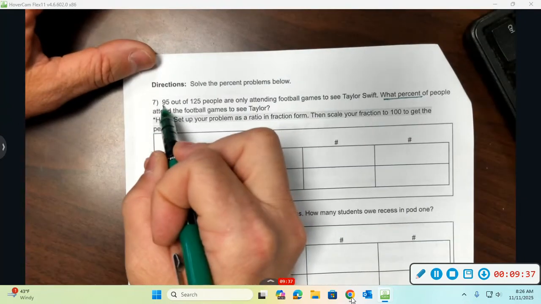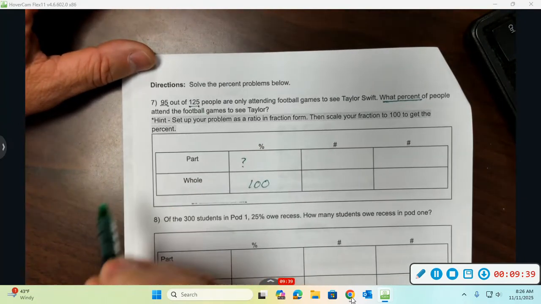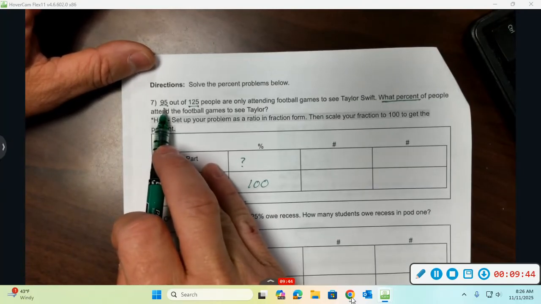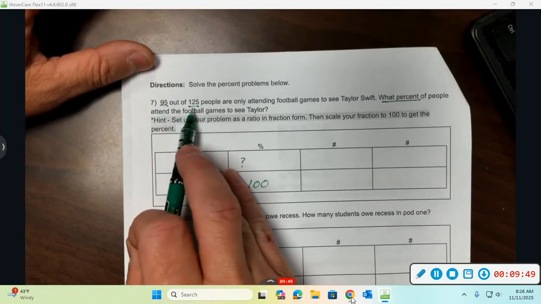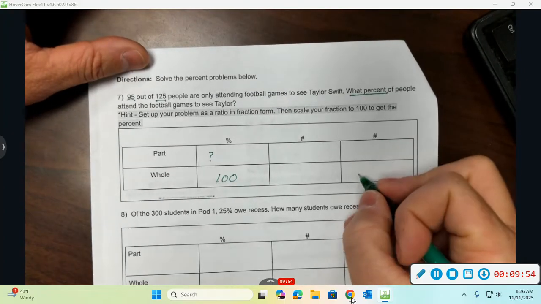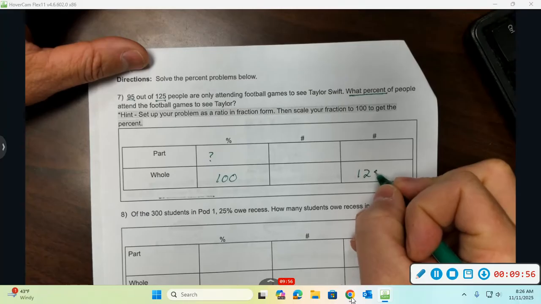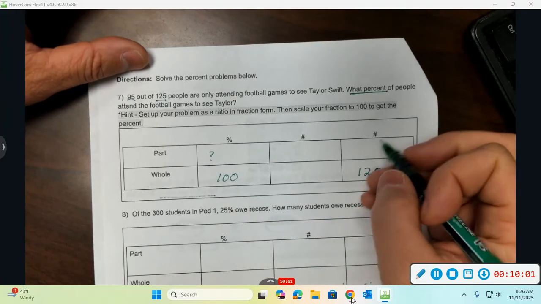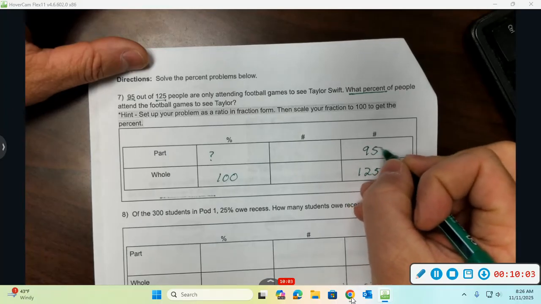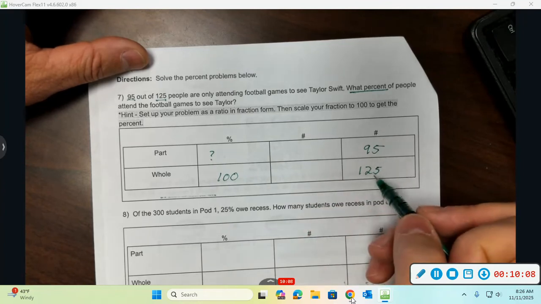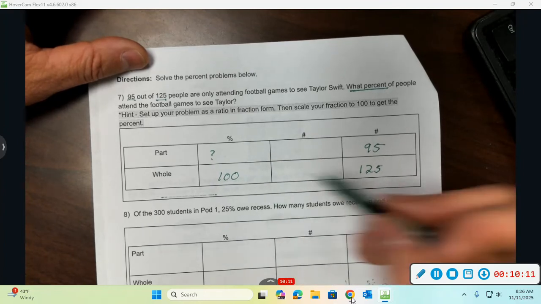Now, we're given a part and a whole amount. 125 people were asked, and 95 of those said that they were going to see Taylor. So that 95 is a part. The 125 is a whole. I'm going to put 100 over here, because I can see clearly that 125 doesn't scale to 100. So I'm going to put this as 95 over 125 over here and leave this space to reduce this fraction to get a fraction that goes to 100.